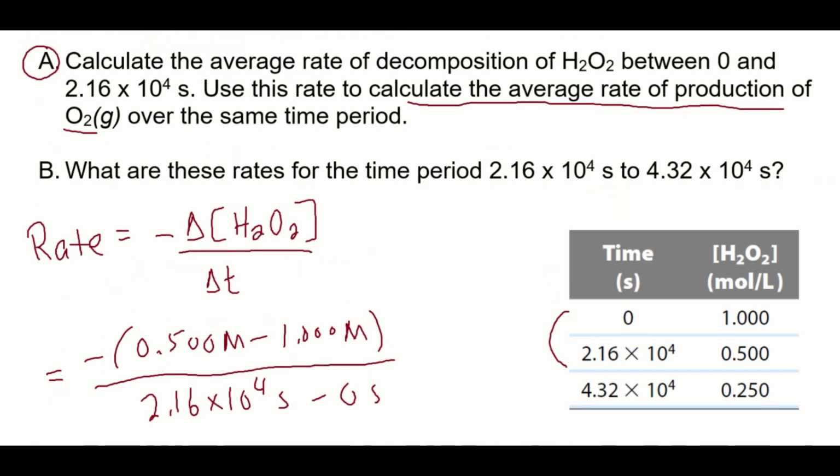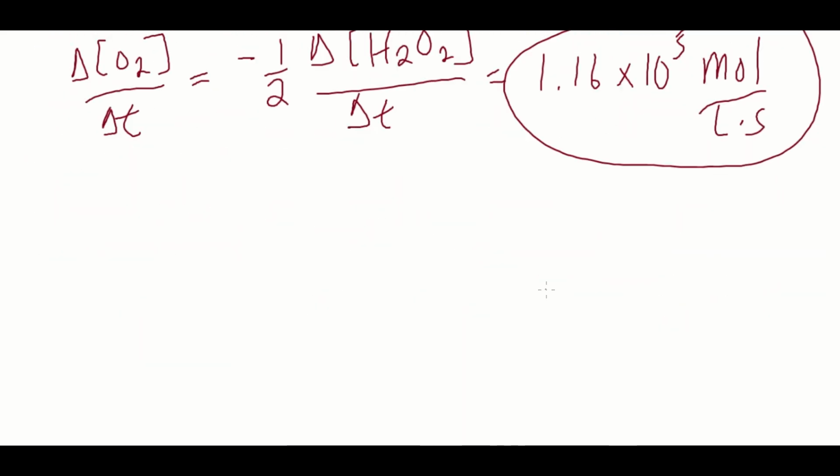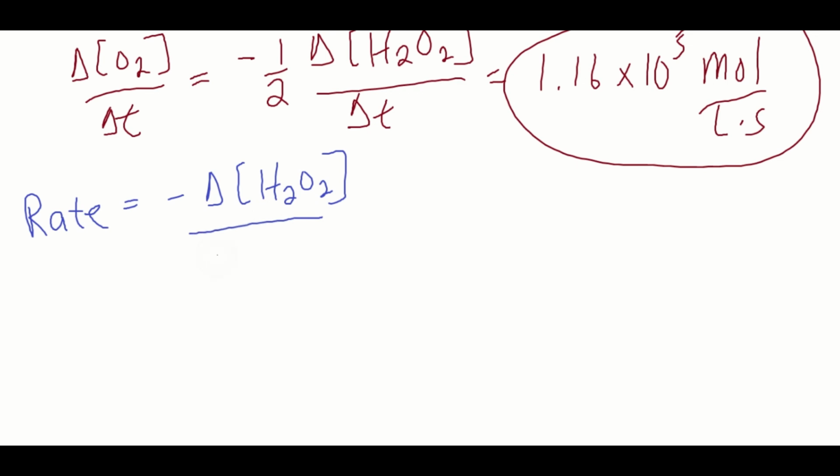All right, let's work on part B. Part B, asking the same question, except now we're given a different time increment. Let's get the rate of disappearance of hydrogen peroxide in this time increment. So here's our final, and here's our initial. So the rate that hydrogen peroxide is being decomposed is again going to be negative the change in the concentration of hydrogen peroxide over the change in time.